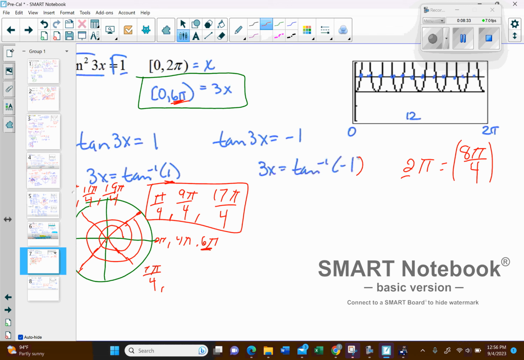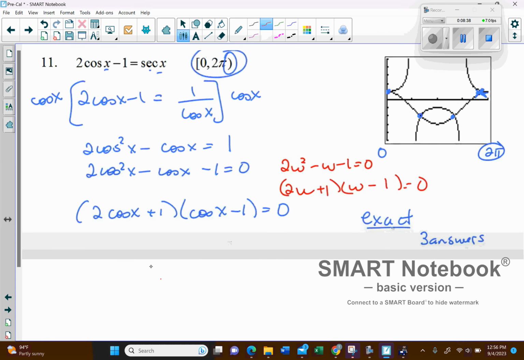Let me see, do I have any? I think we have one left to maybe discuss. Let's see this one. Okay, so let's see what we have going on here. We multiply by cosine, and then here we go. We got to the factoring, and we should have 3 exact solutions.